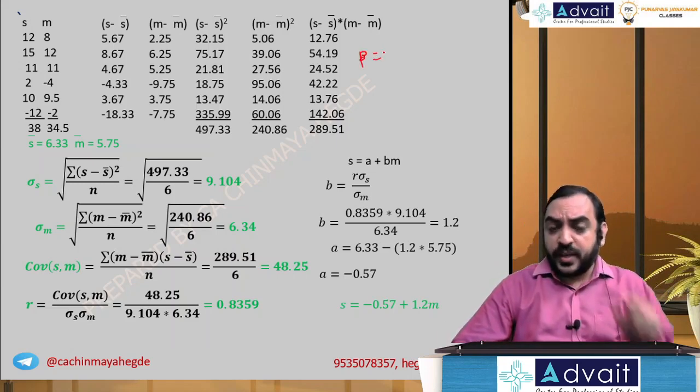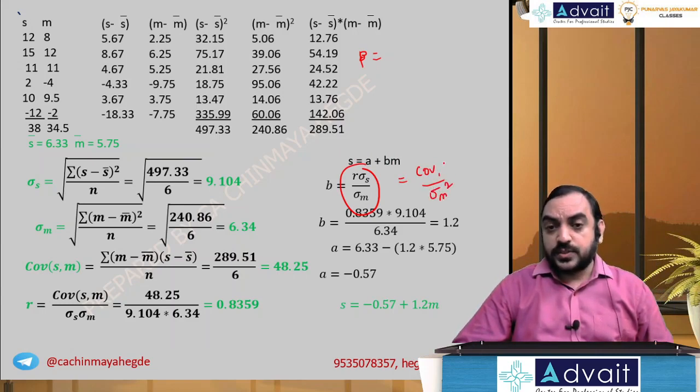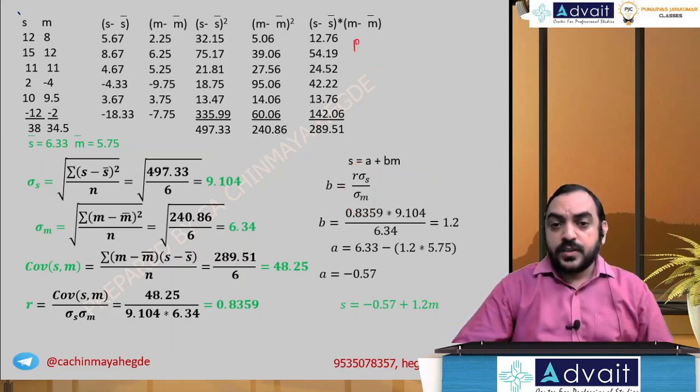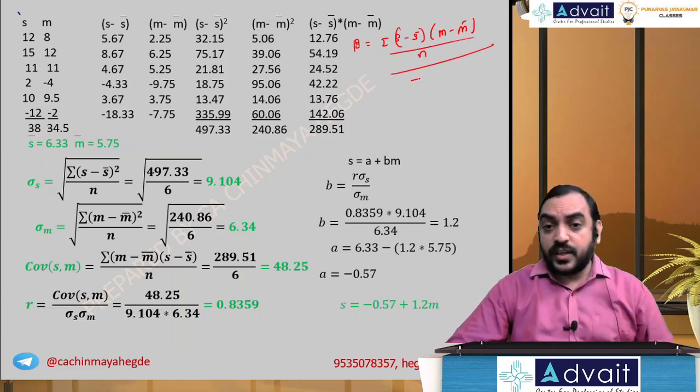And what is the formula for beta? One I told you, R into sigma S by sigma M. We can also do it by one more formula, covariance by market variance. What is covariance? Covariance is summation s minus s bar into m minus m bar divided by n. Let me write it here. That is covariance. And what is market variance?